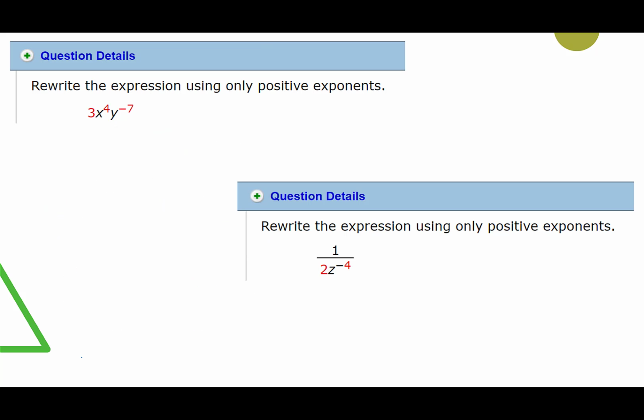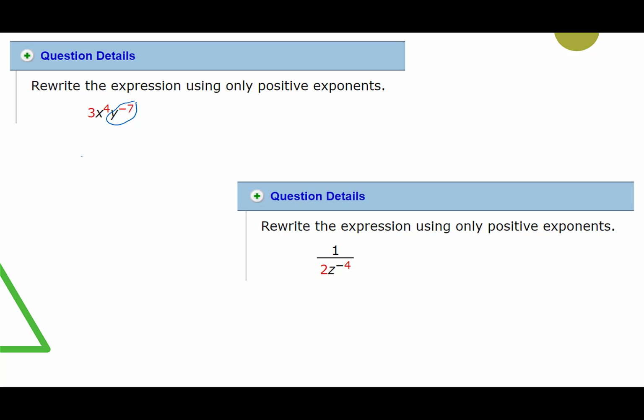Okay, let's take a look at these two. Both of these involve negative exponents. The instructions say rewrite the expression using only positive exponents. Now, I hope you've already been in class for this lesson, or you've watched a few videos about negative exponents. Basically, the base that has the negative exponent needs to switch positions. If it's currently in the numerator, it needs to move to the denominator and vice versa.